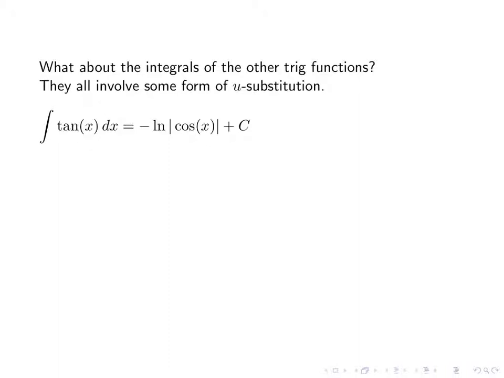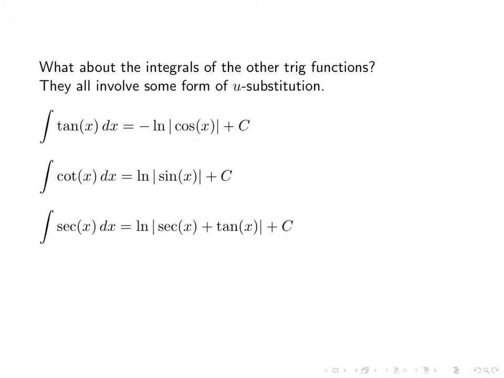The integral of tan x dx is equal to negative ln of the absolute value of cosine x plus your favorite constant. The integral of cotangent x dx is equal to positive ln of the absolute value of sine x plus your favorite constant. The integral of secant x dx is the natural log of the absolute value of secant x plus tan x. And then cosecant x is similar. It's ln of the absolute value of cosecant x minus cotangent x.